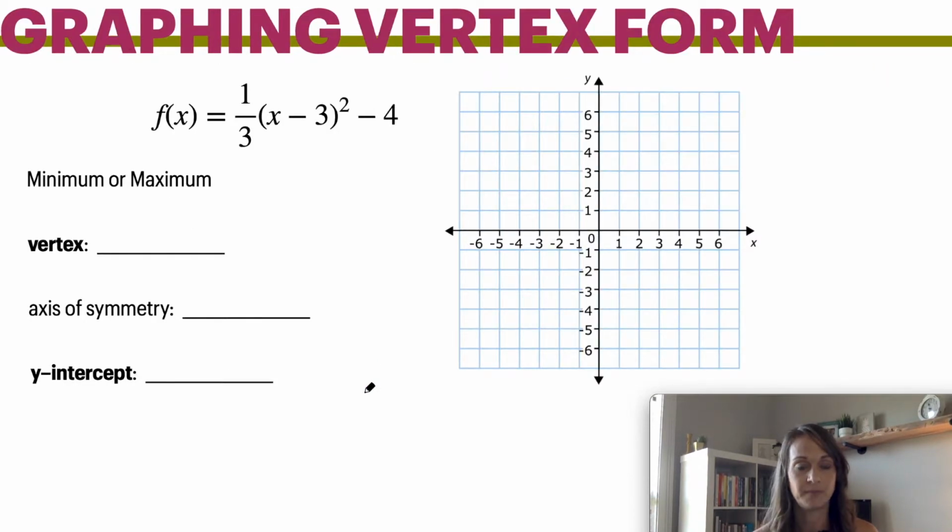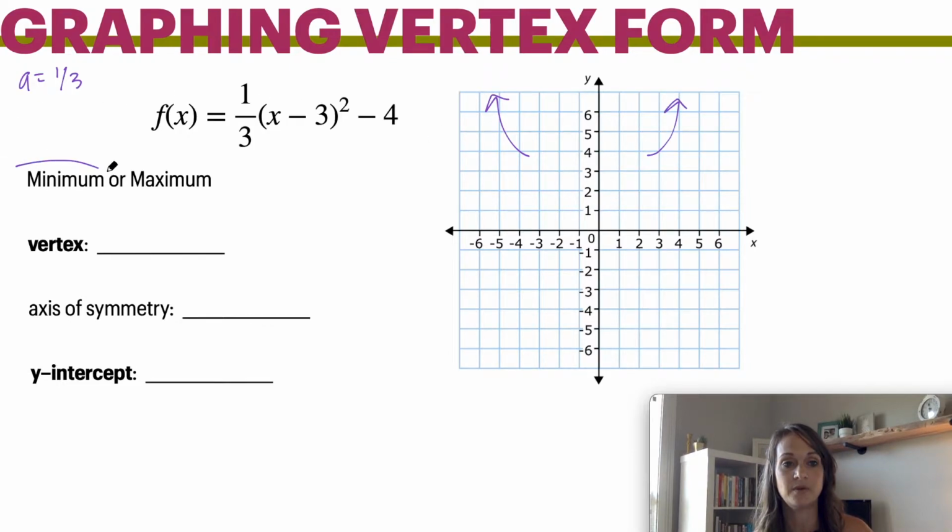So for an example, y = 1/3(x - 3)² - 4. First, we want to know, is it a minimum or a maximum? So we're looking at a. A is a positive number, so therefore the graph is going to open up on both sides, which means we are going to get a minimum value at our vertex. Next, the vertex is automatically the number inside the parentheses for the x coordinate, but it's the opposite sign. Since it's x minus 3, it is a positive 3 for the vertex.